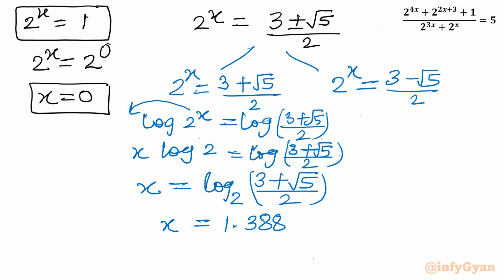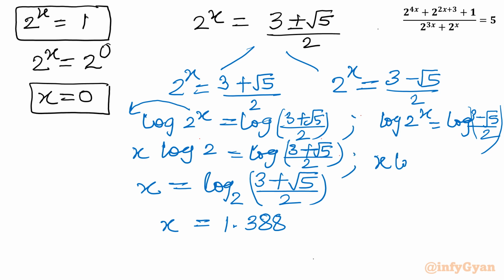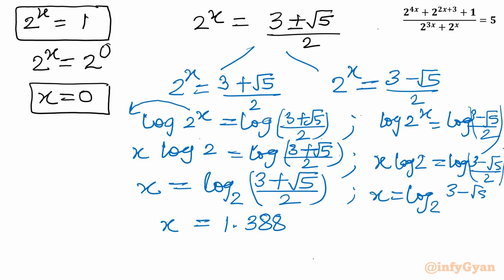Now come to the last equation. I will be writing here log 2 power x, same way, log of 3 minus root 5 over 2. Now I will use the same property, x log 2. This will become log of 3 minus root 5 by 2. Now x will become log base 2 of 3 minus root 5 over 2.